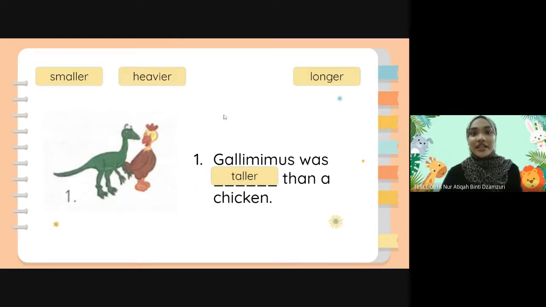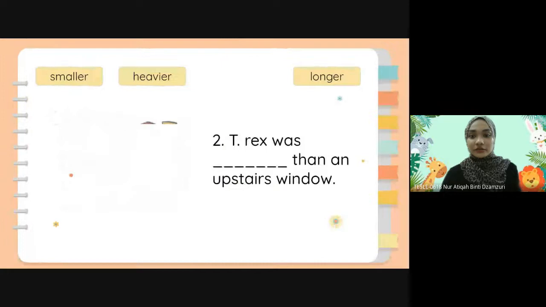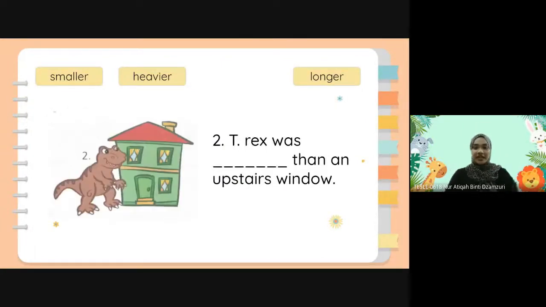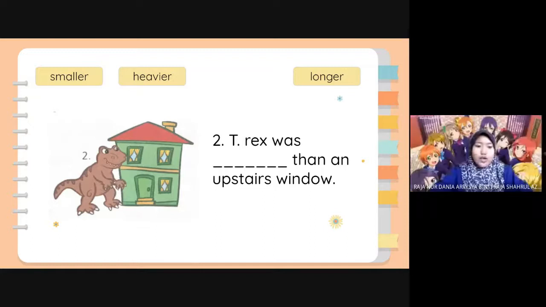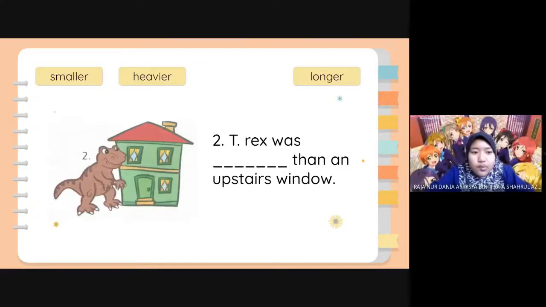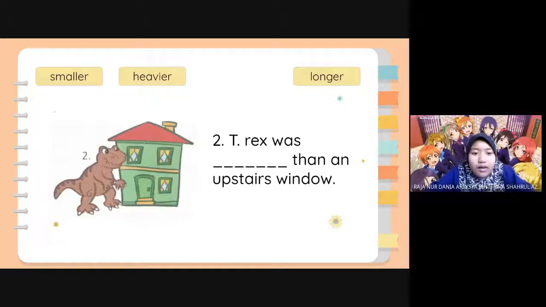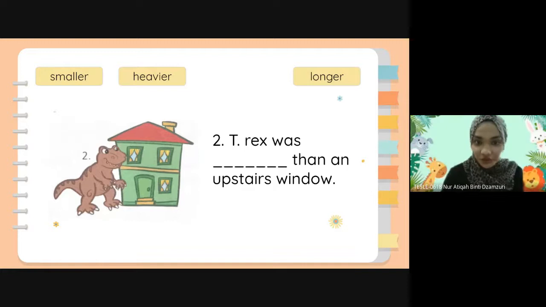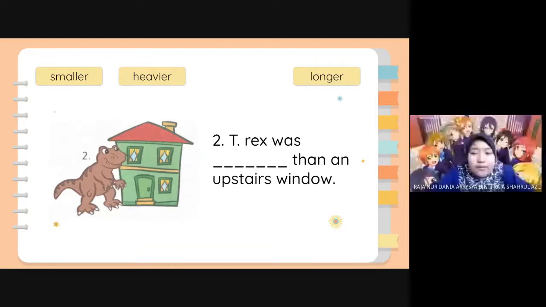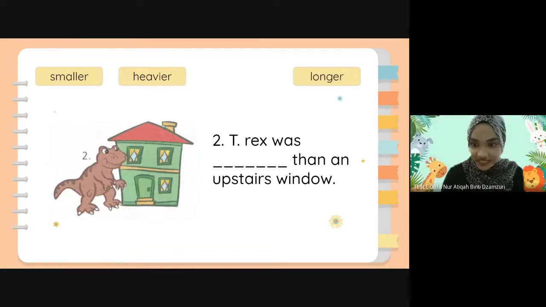Okay, number two. Okay, Raja Nordania Arisa. Read and answer. Heavier than an upstairs window. Hear it again. T-Rex was longer than an upstairs window. Are you sure? Yes. Are you sure it is longer?